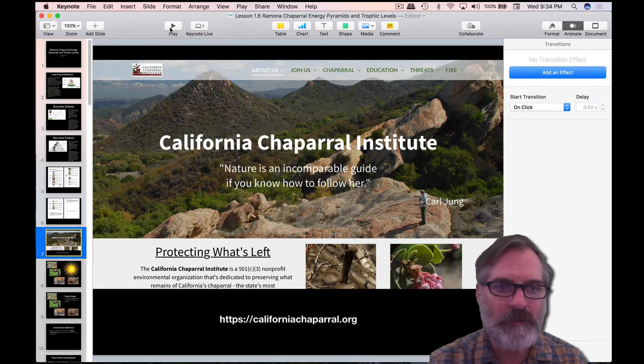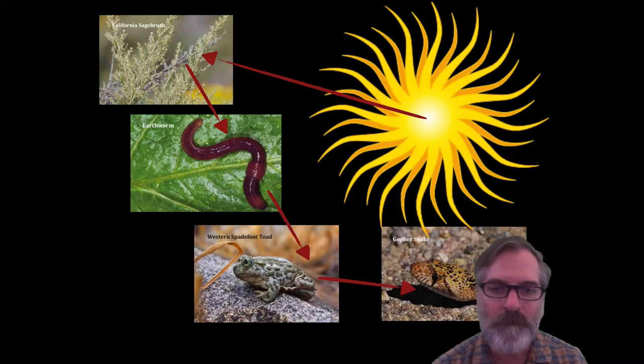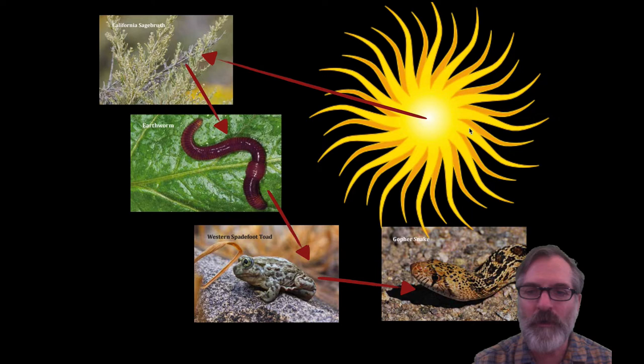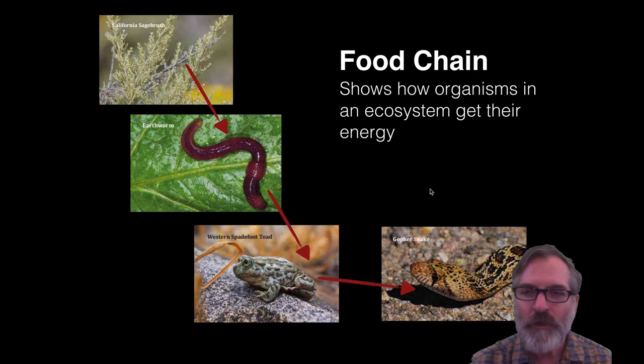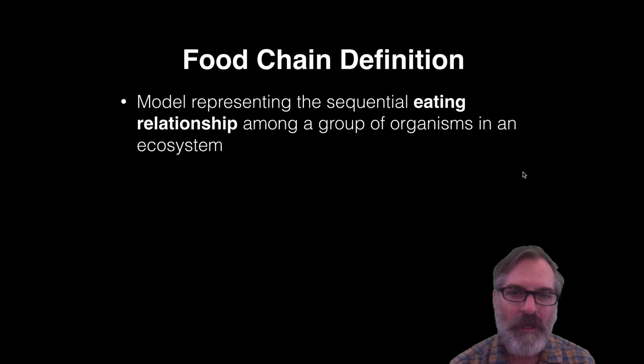All right, let's jump back into our presentation here. And just a quick review, remember, it's coming from the sun, the energy going to the producers and then to the primary consumers, this earthworm, and then this toad eating the worm, and then the gopher snake here. Remember, a food chain shows how organisms in an ecosystem get their energy. And the food chain definition would be, it's a model representing the sequential eating relationship among a group of organisms in an ecosystem. In this case, the chaparral.